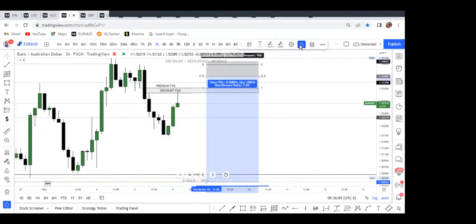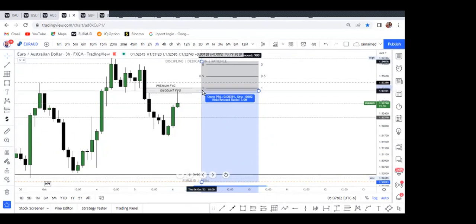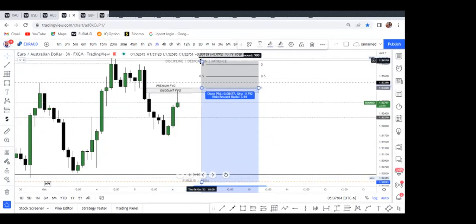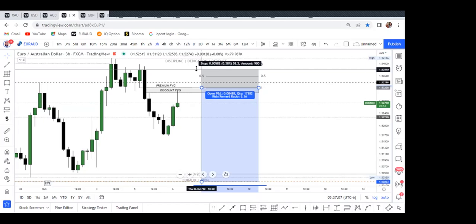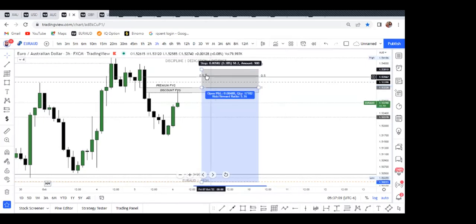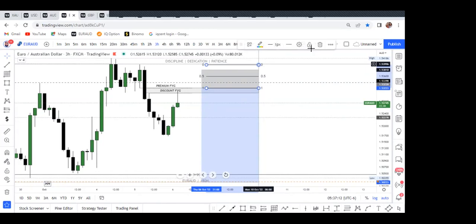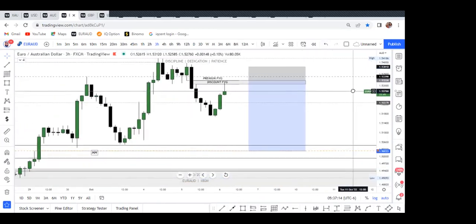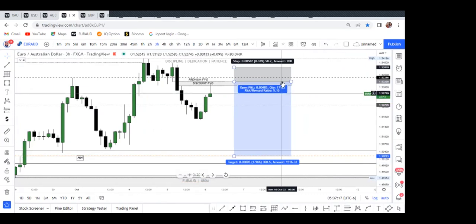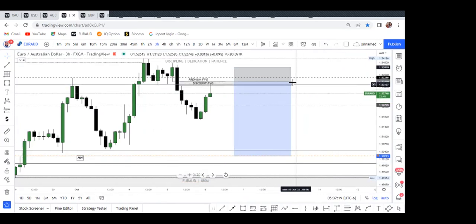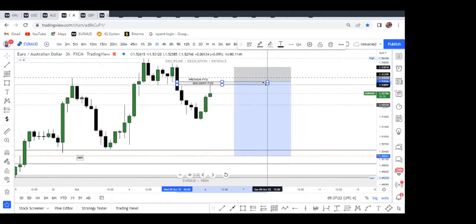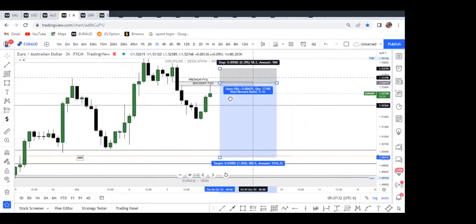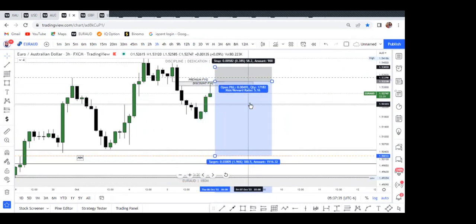Look at it. They'll put their entry at the fill of the fair value gap, right? Their stop loss is above the high of the candle that carries the fair value gap. People can put their entry at the filling of the fair value gap, and their stop loss will be above the high of the candle that holds the fair value gap.